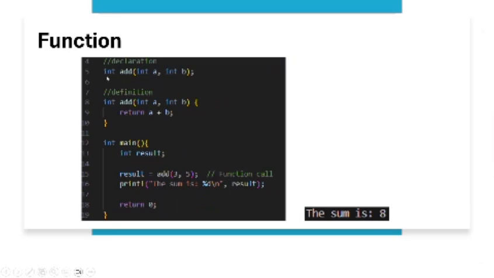And the last one, function. We can declare a function first before we use it and give it a definition. And last, we call the function and print the sum is how many. So the sum is 8.